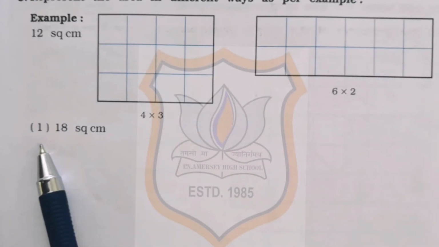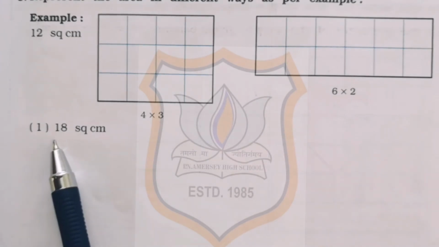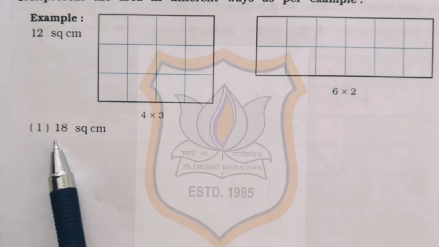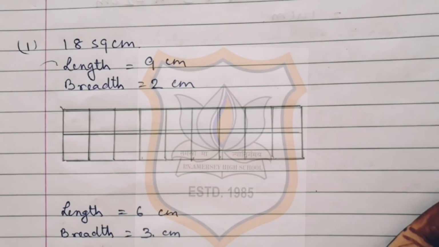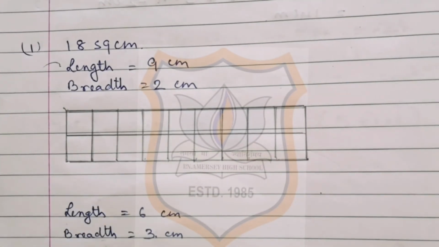First sum of question number 3, 18 square centimeter. This also we have to represent in two different ways, but the area should remain the same, that is 18 square centimeter. Now the solution for sum number 1 of question number 3, 18 square centimeter.